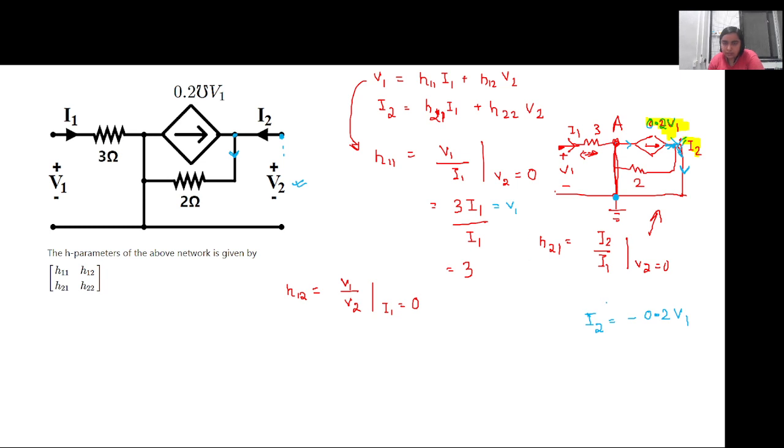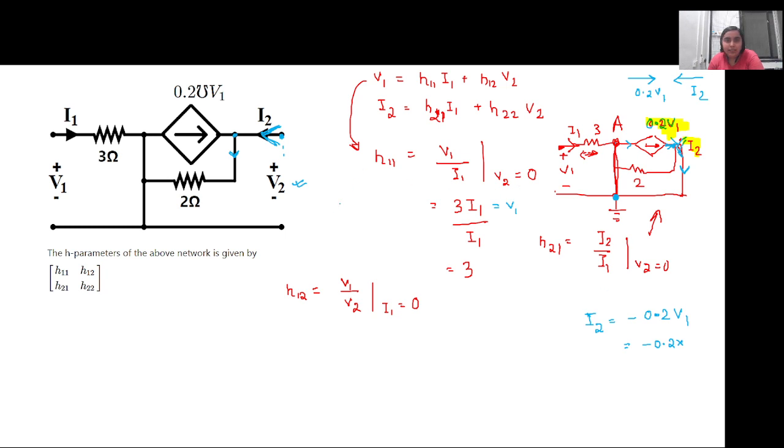But ma'am, excuse me, I2 is equal to 0.2 V1, it will be, no? So 0.2 V1 current is flowing in this direction, right? Yes. And I2 current is flowing in the opposite direction. In our convention, we have assumed I2 current to be in this direction, right? Okay. So it is negative.